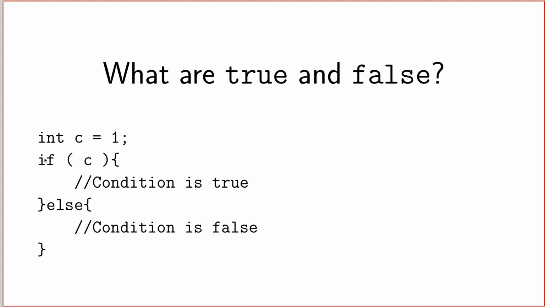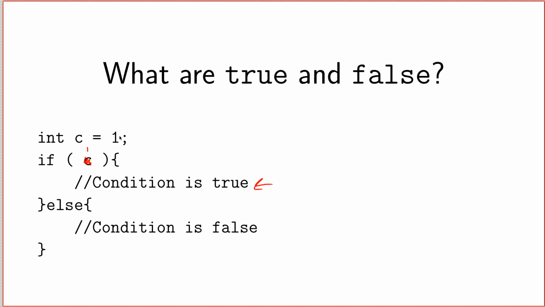And that means we can do something like this. So what really goes inside the brackets is any integer expression. So I could write int c equals 1, then I could just say if c. And the way we answer this is we evaluate the expression. So what is c? Okay, it's 1. And then we try and determine if we go inside the if or the else. Well, what was inside the brackets was 1, which is considered true, which means we go here.